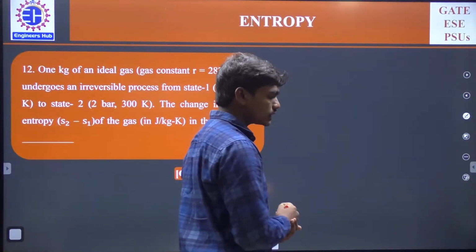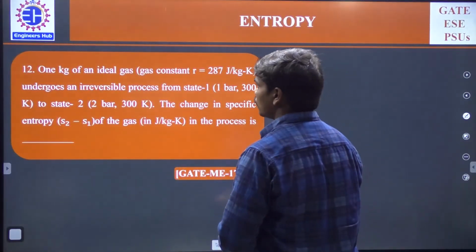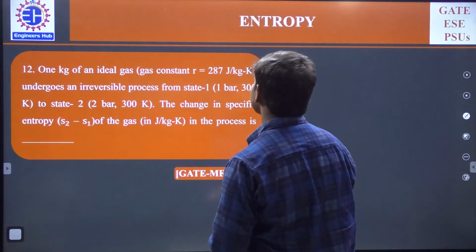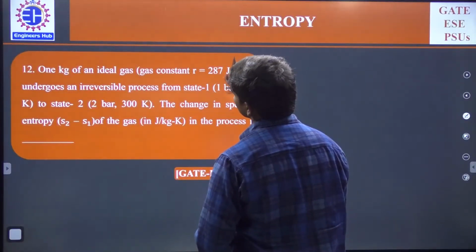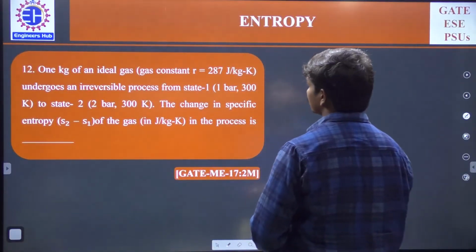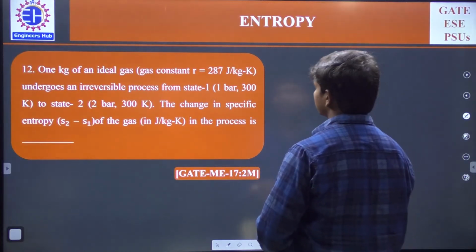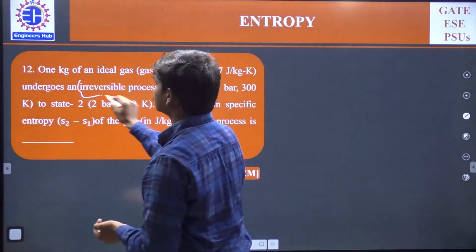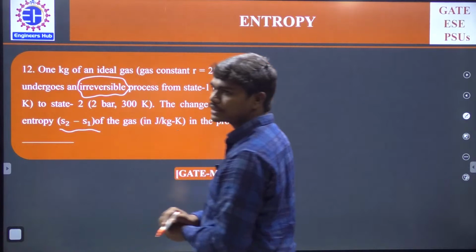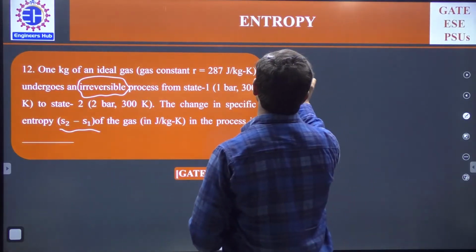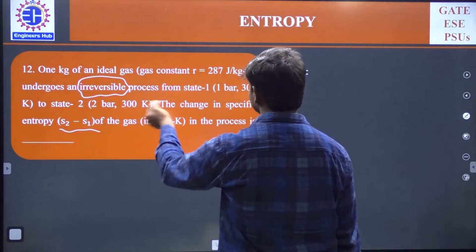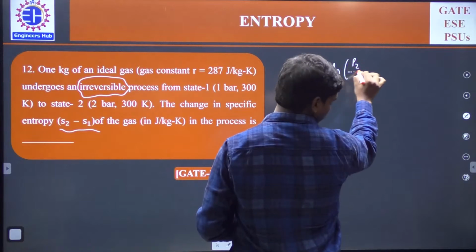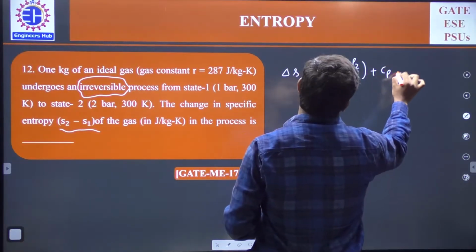So what's the answer for this? 1 kg of ideal gas with gas constant R is undergoing an irreversible process from state 1 at 1 bar 300 Kelvin to 2 bars 300 Kelvin. The change in specific entropy of the gas in the process is dash. Simply apply the two states. Since for an irreversible process, S2 minus S1 remains the same because S is a property, delta S remains the same. So delta S is equal to, since pressures and temperatures are given, minus R ln P2 by P1 plus Cp ln T2 by T1.